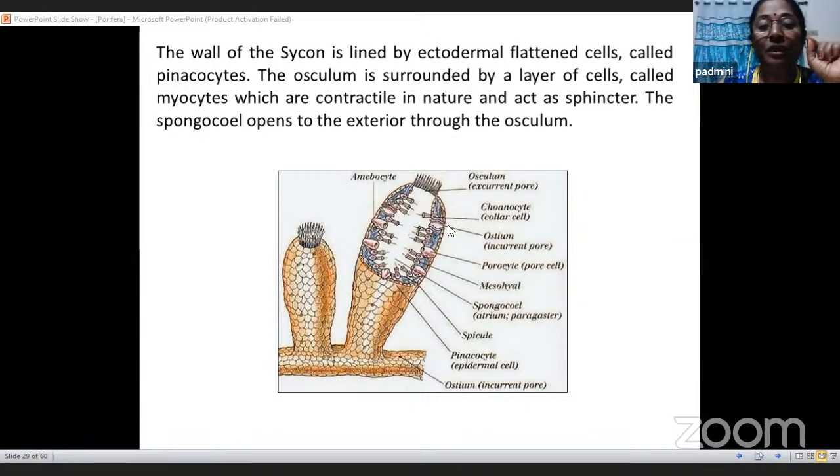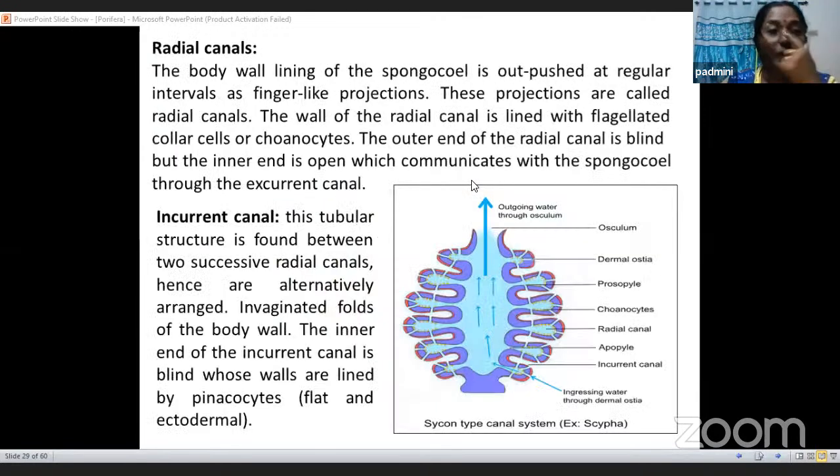You're going to label this opening as the ostium, that is the incurrent pore, which lets the water go inside. Then you have the spongocele. So this is the spongocele, and from here the water goes out through the osculum. That is an excurrent pore. Okay, coming to the radial canals.